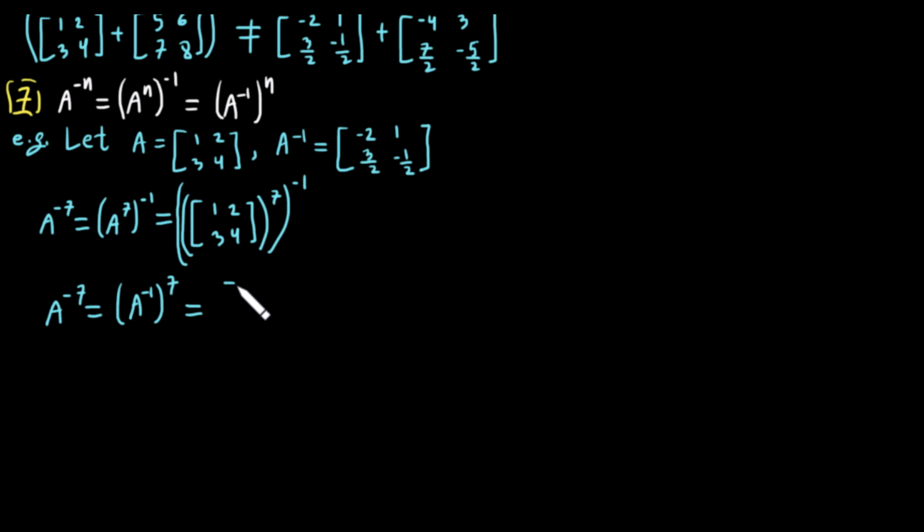So you will use this one, negative 2, 1, 3 over 2, negative 1 over 2, and the whole thing power 7. Of course, you have to find this one first, then you compute the inverse, then you take the whole thing power 7. That's it here. Now let's give you an example.